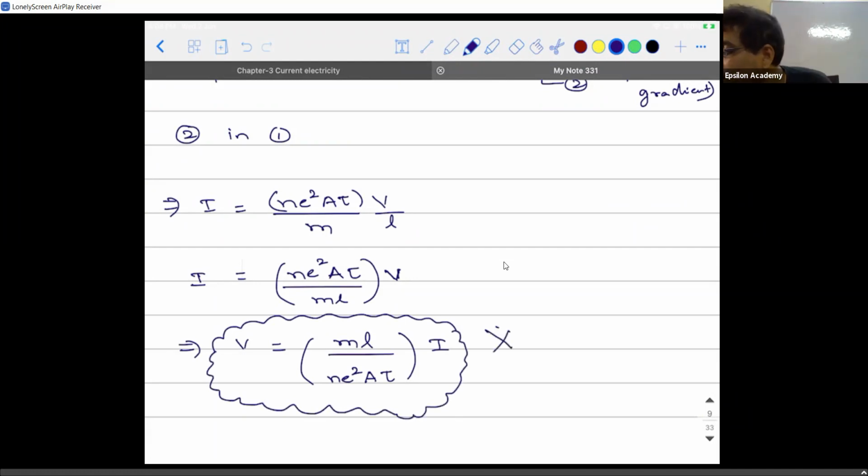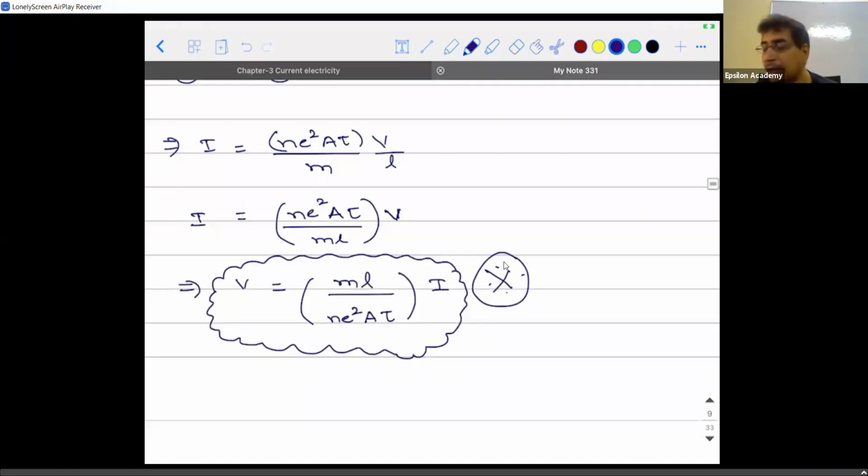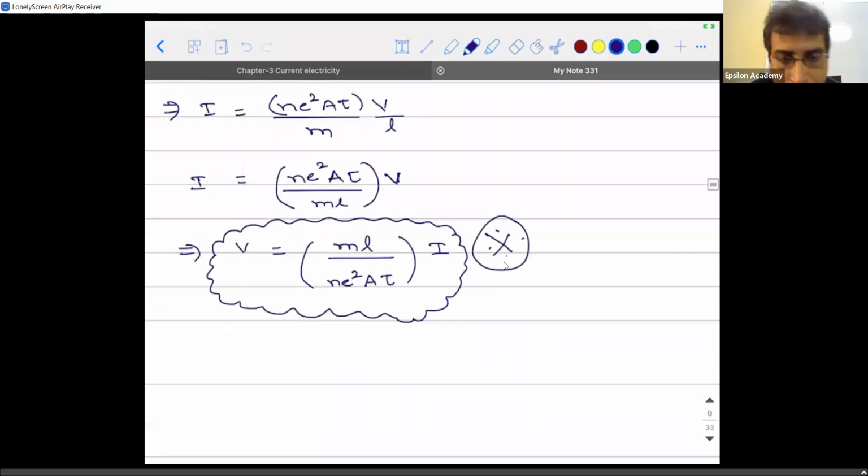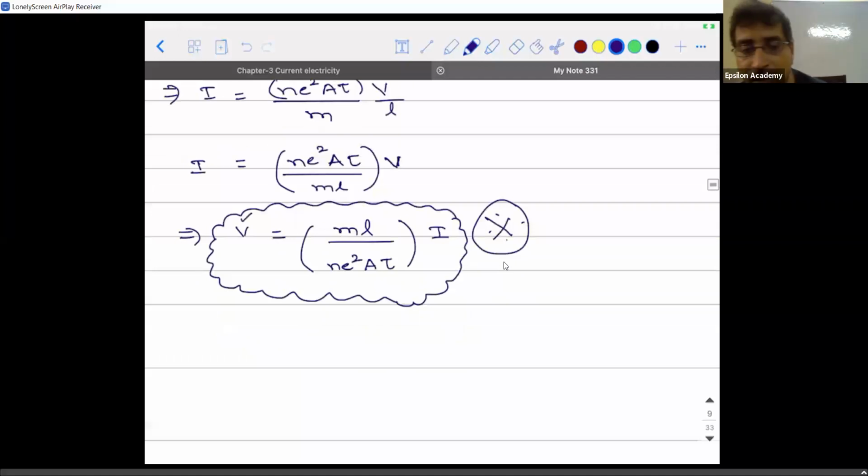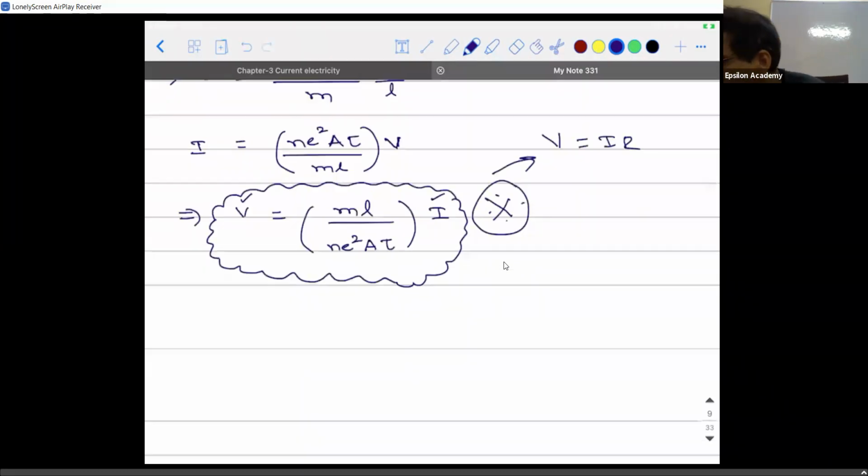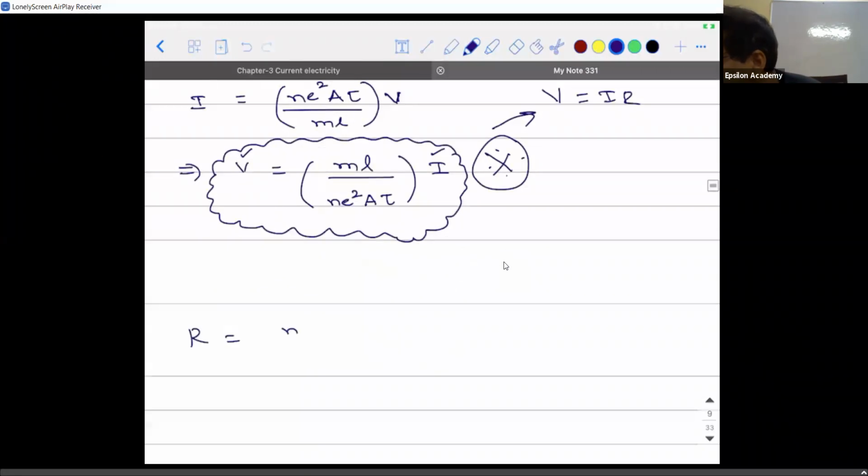This is a very important expression. So what this mathematical equation has to tell us is, if I say V is the potential difference and I is the current, then the statement for Ohm's law comes from this expression. Then I can say R is equal to mL divided by ne²Aτ. So this expression, whatever we did till now, is the derivation of Ohm's law.